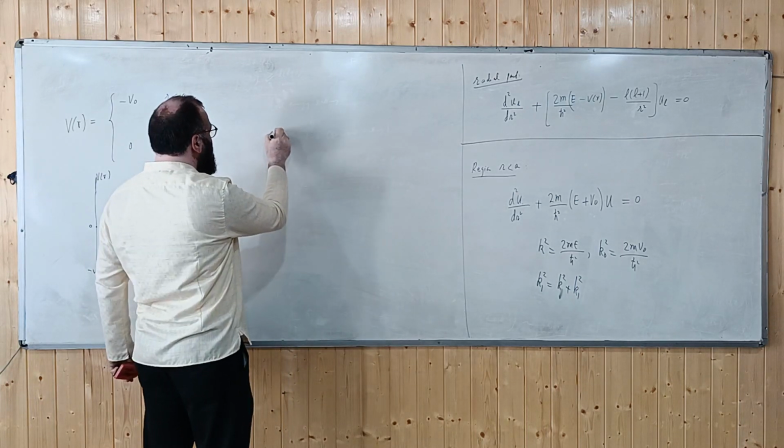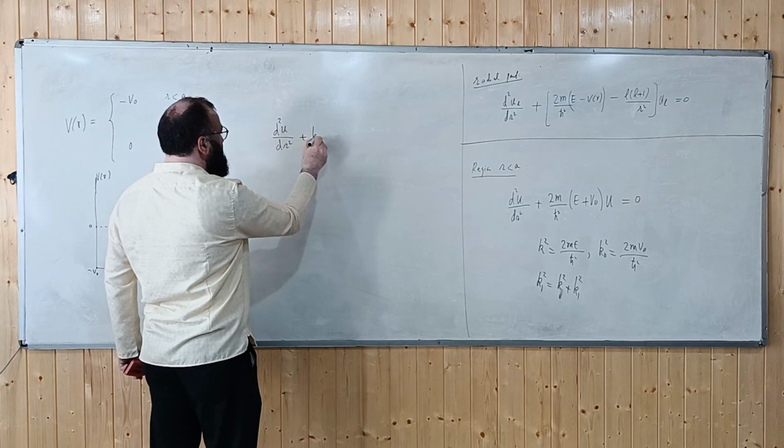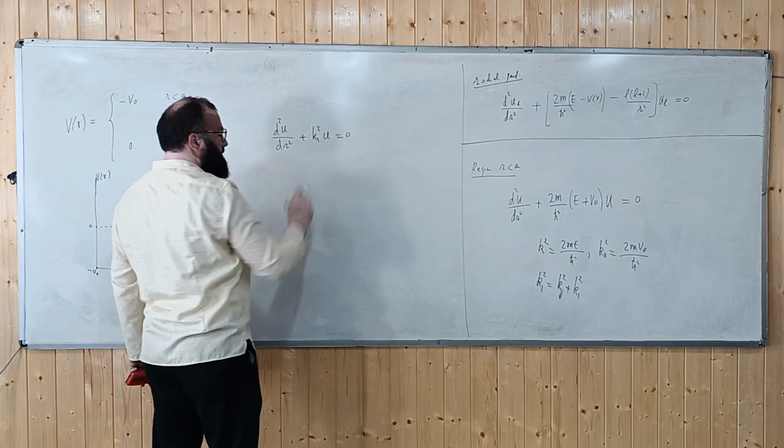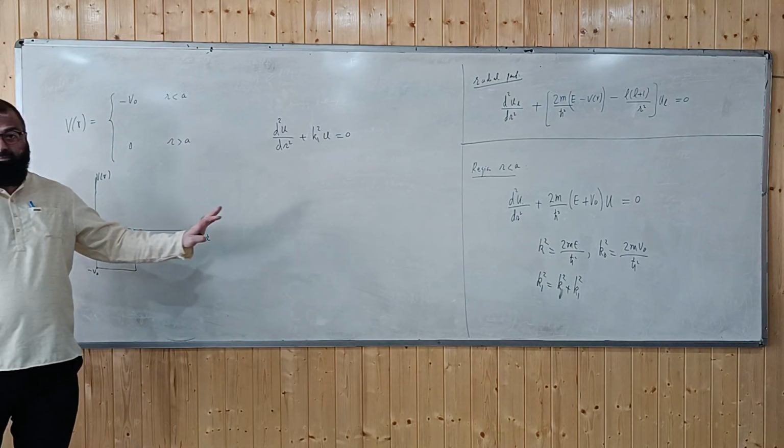Okay, so what I am having is d²u/dr² plus k1 squared u is equal to 0. Okay. Got it? Clear?